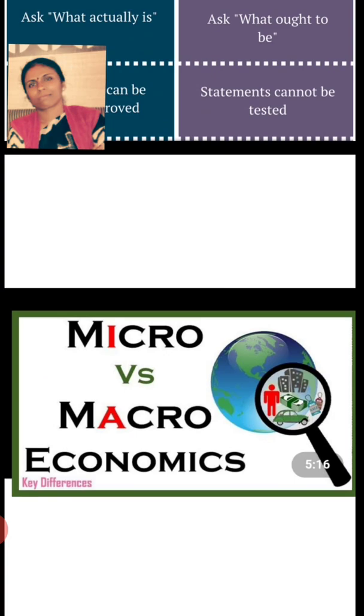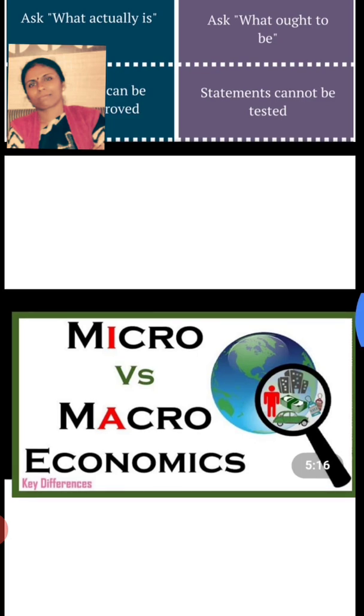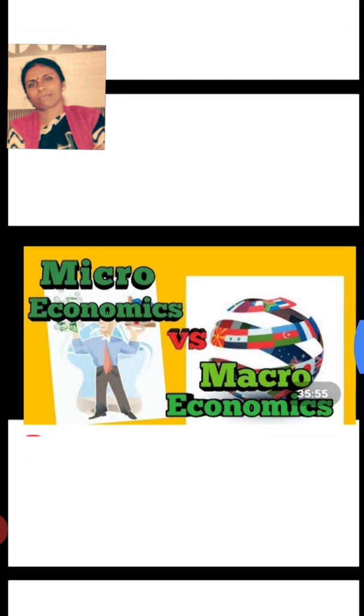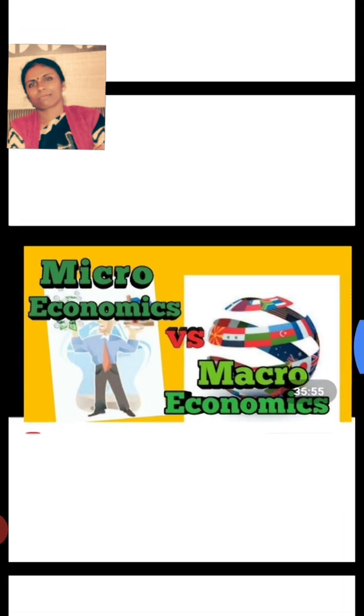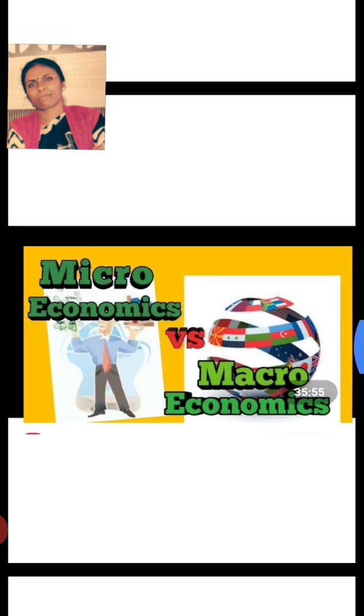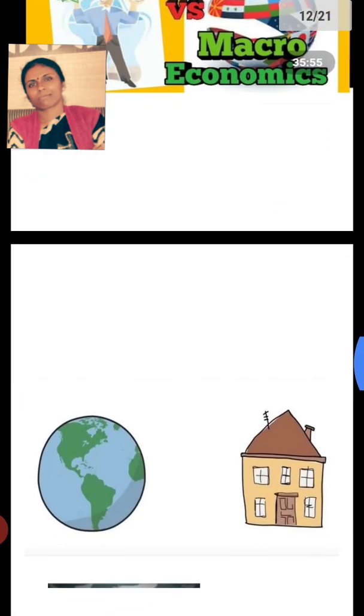Once again, I will repeat: the two terms micro and macro are derived from two Greek words, micros and macros. These two terms were first coined and used by the well-known economist Professor Ragnar Frisch, the first Nobel laureate in economics, in the year 1920. So what is micro and what is macroeconomics? Micro and macroeconomics are both very useful to study the different elements of the economic system.